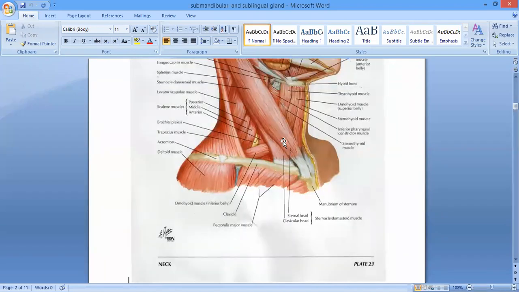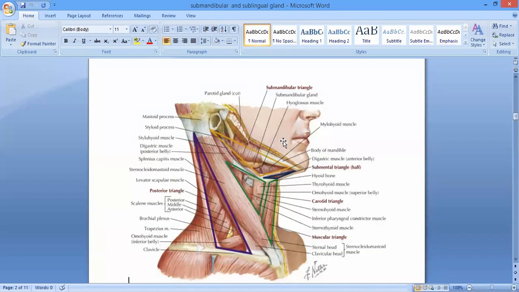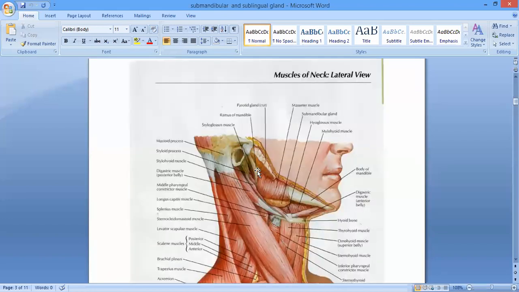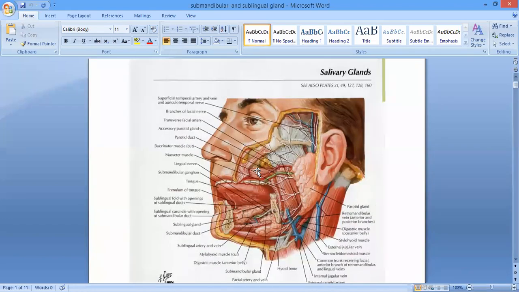I have marked it somewhere else. Here you can see this one again, the digastric triangle. And here you can see the submandibular gland lying in this triangle. So this gland is divided into the larger superficial part, and a deeper part.